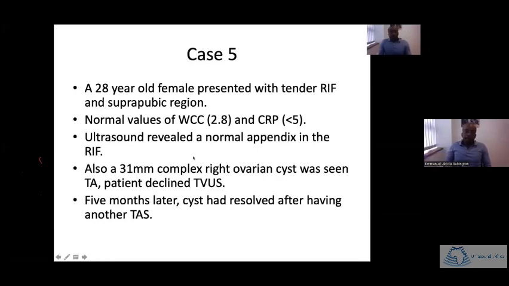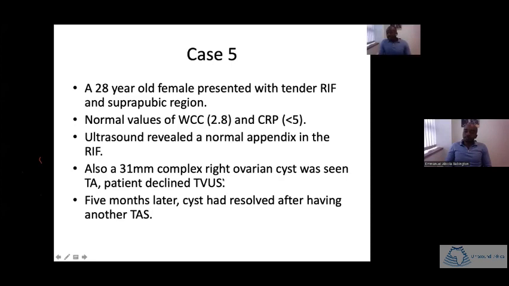And the fifth case, a 28-year-old female presented with tender right iliac fossa and profound suprapubic tenderness, with pain in the suprapubic region. The WCC and CRP were normal. The patient was sent for ultrasound, query appendicitis. However, ultrasound revealed a normal appendix in the right iliac fossa and a complex ovarian cyst on transvaginal ultrasound.